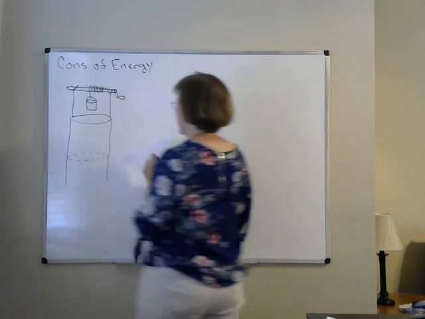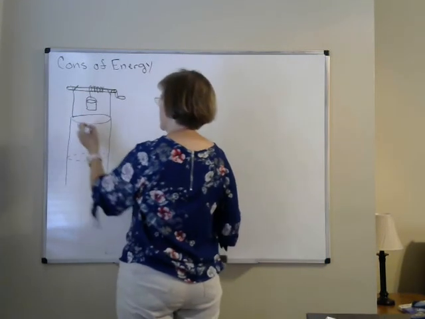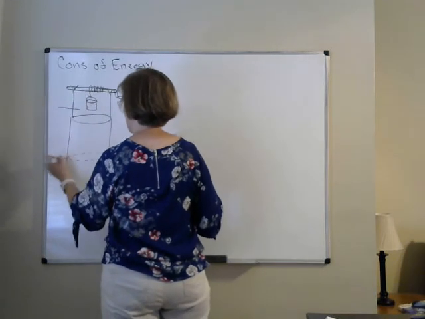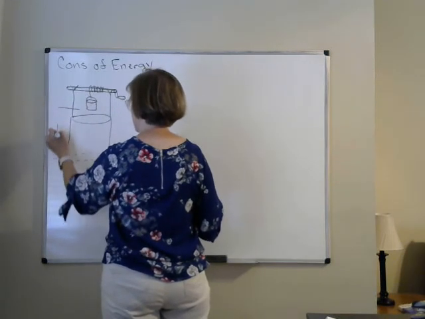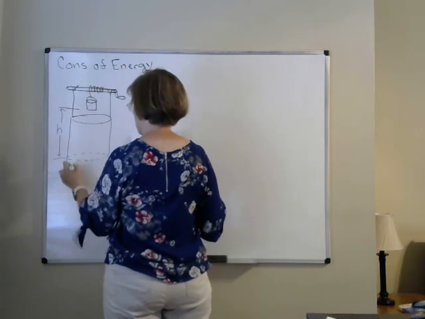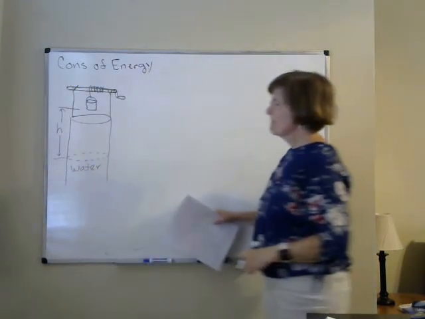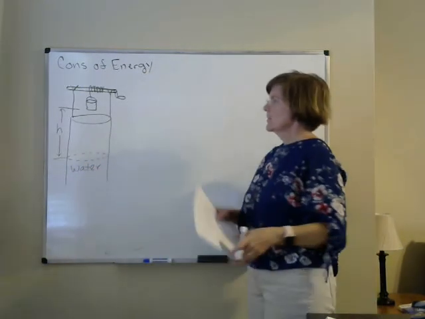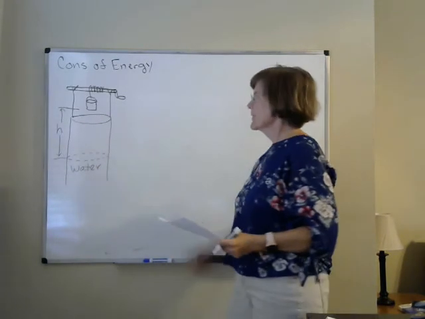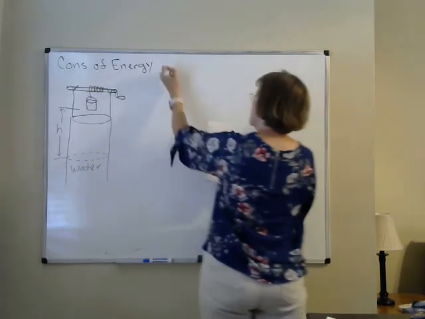Okay, there we go. There's our bucket. The question says, we'll call this H from here to where the water is. This is the water down here. So I've got a well, I have a bucket that's a distance H above the water. I've got a rod. They give me information about this rod.